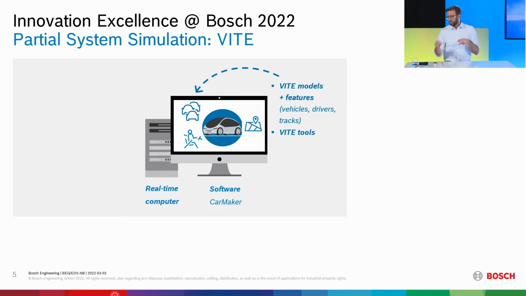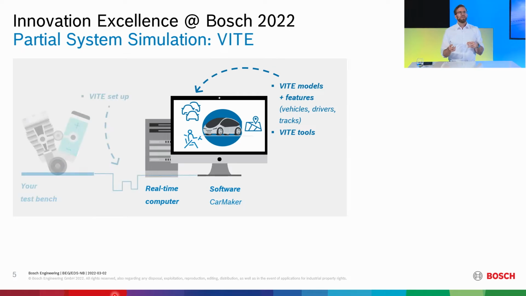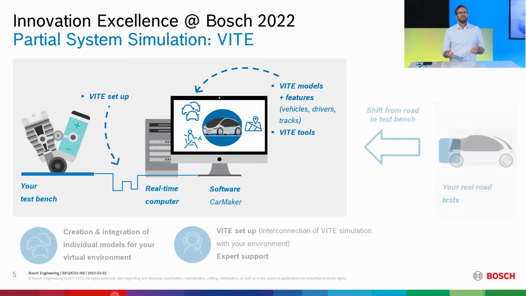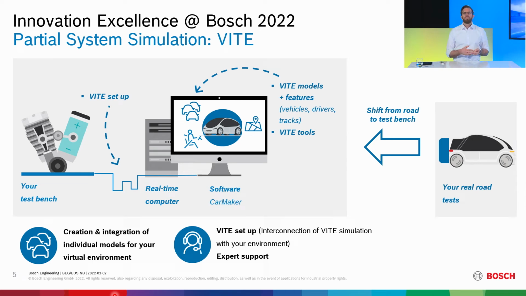So in this virtual environment, you can connect to your test bench. It could be either an internal combustion engine test bench, like an engine test bench, or an e-motor test bench, or whatever system you want to stimulate with real driving. And then if you have this set up, it's possible for you to shift real road tests from a real vehicle into this environment. Why would you do that?